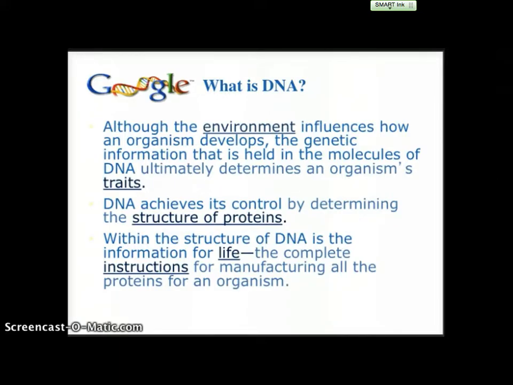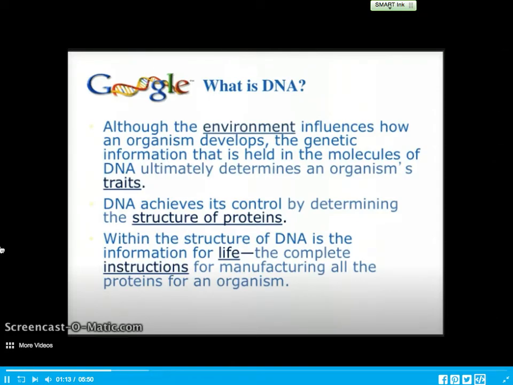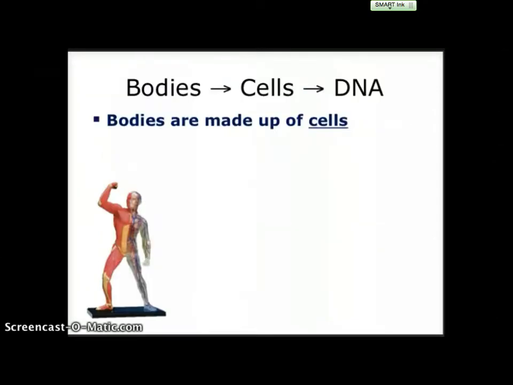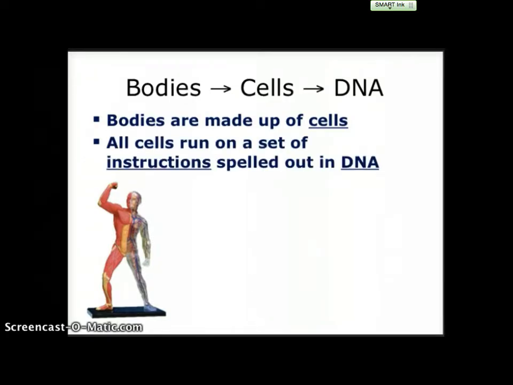Within the structure of DNA is the information for life, the complete instructions for manufacturing all the proteins for an organism. Remember we had learned about some proteins back in Unit 2? We had learned about some that make up enzymes, which are functional units of genes. Within our bodies, we're made up of trillions of cells, and within each cell is DNA. So bodies are made up of cells. All cells run on a set of instructions spelled out in DNA.